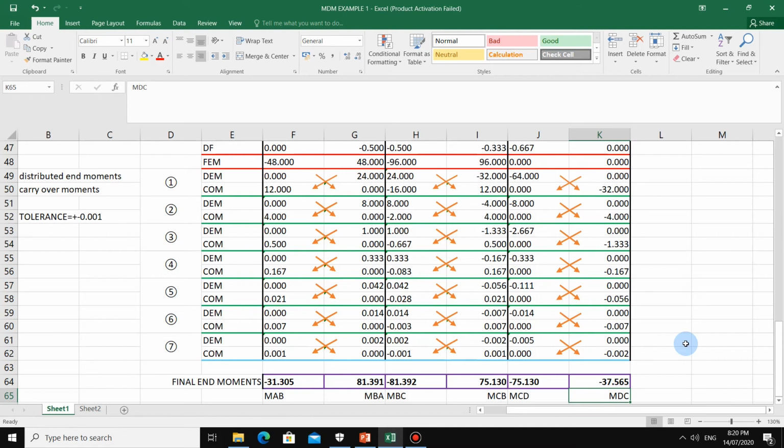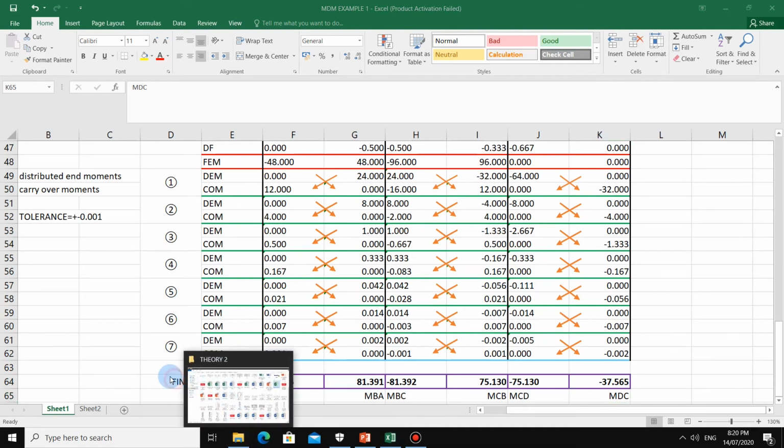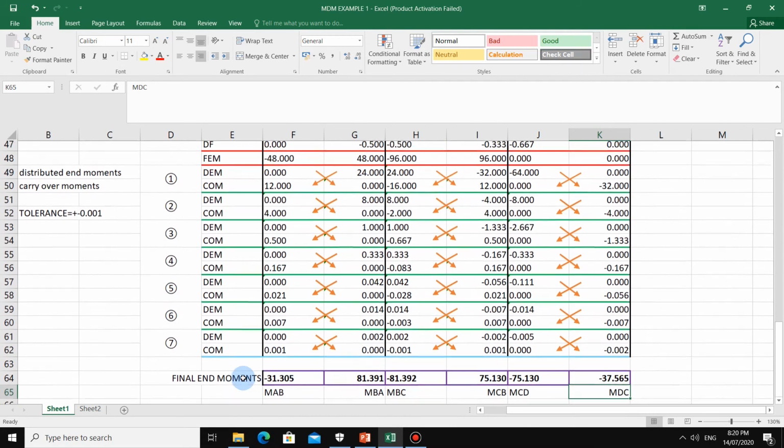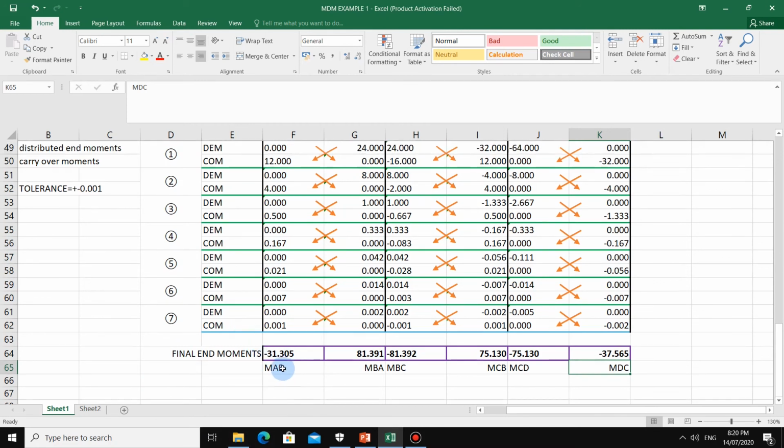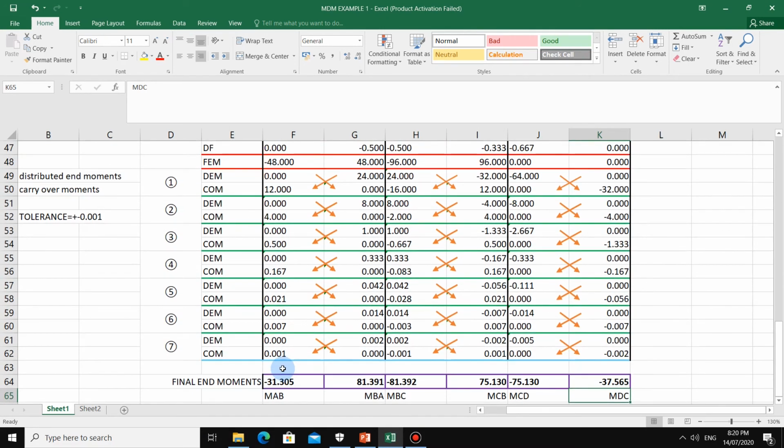Okay? So the goal, guys, is to get these end moments. Then once you have the end moments, what's next? Get the reactions, then the shear and moment diagram. So the way to get the reactions, guys, is the same as what I taught you in SDM. Okay? So try to review the SDM procedure.